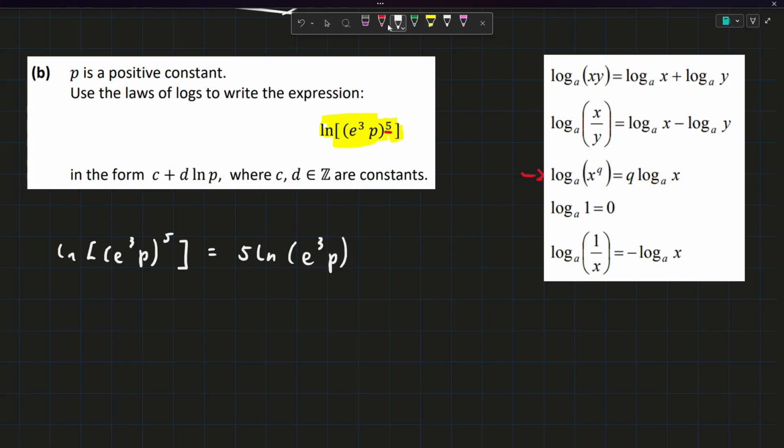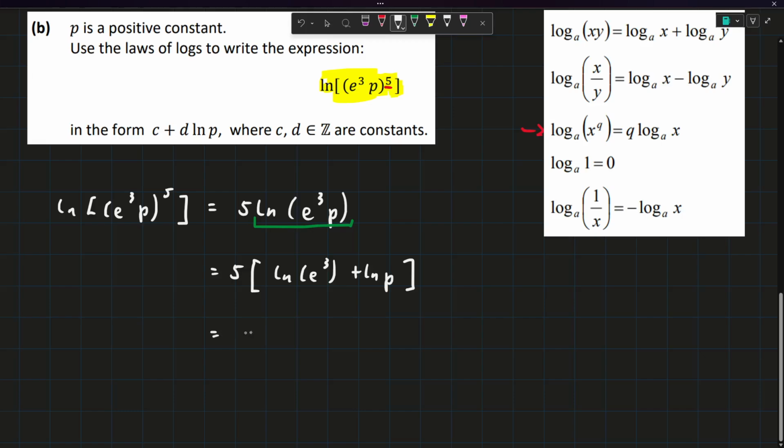So we can also split this up because we have two things multiplied together inside the log. If you have a look up here in the top right, you can see when we have two things multiplied together inside a log, we can add the two logs separately. So we'll have 5, and this 5 is going to be multiplied by everything because we're only changing the log part. The 5 is not changing at all. So we're going to get ln of e cubed plus ln p.